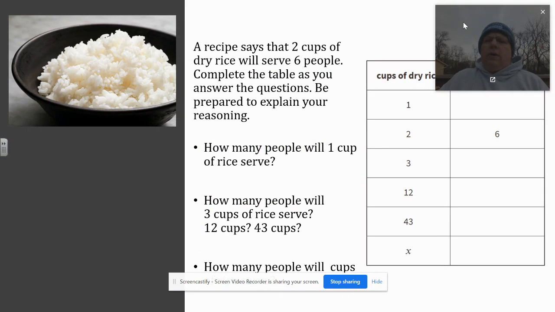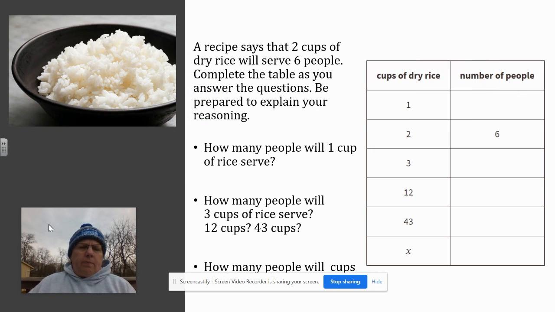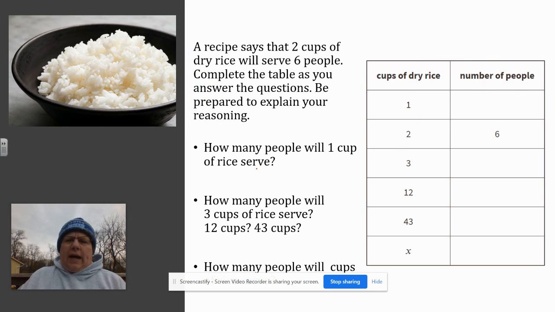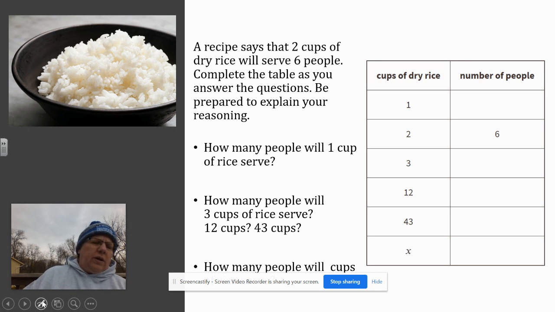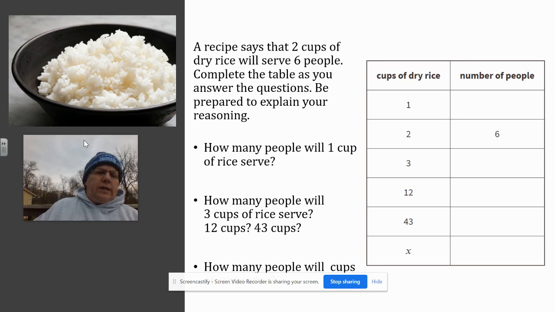And so our first problem we're going to look at is going to be a little bit of what we did last week. And so our problem says a recipe says that 2 cups of dry rice will serve 6 people. Complete the table as you answer the questions. Be prepared to explain your reasoning. And so I encourage you to take notes for today so that you have good information that you can utilize as we continue this process we're doing. So let's look at our first one.